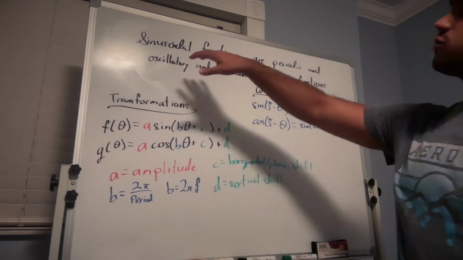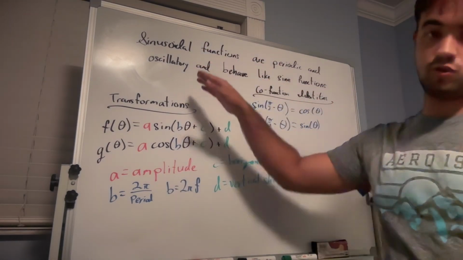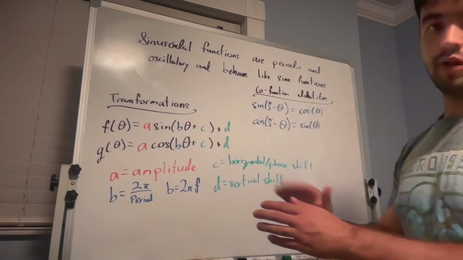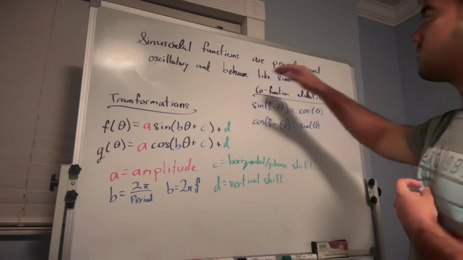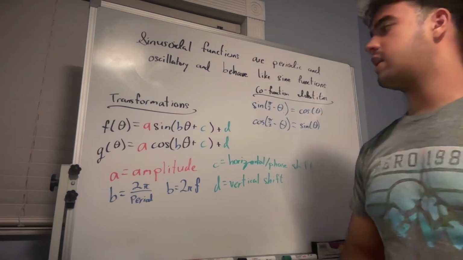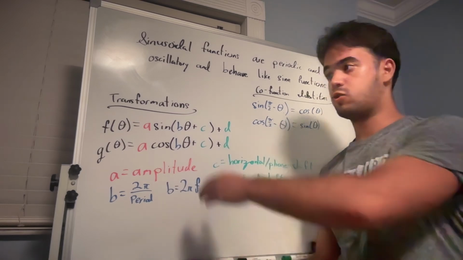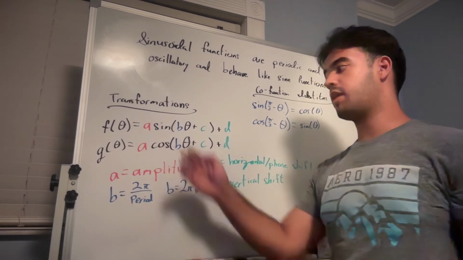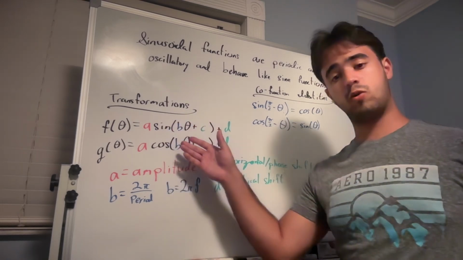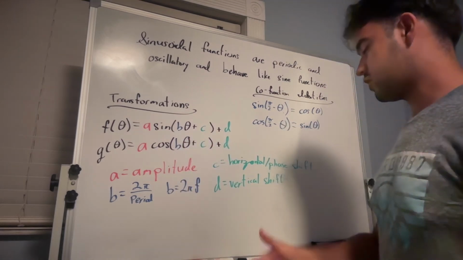So what can we take away from what we've learned today? Well, we know that sinusoidal functions are periodic and oscillatory, meaning that their patterns repeat and they behave like sine functions. And here we have the list of how to transform these sinusoidal functions. Remember, they apply to both the sine and cosine functions.